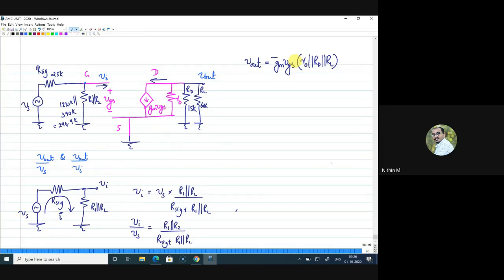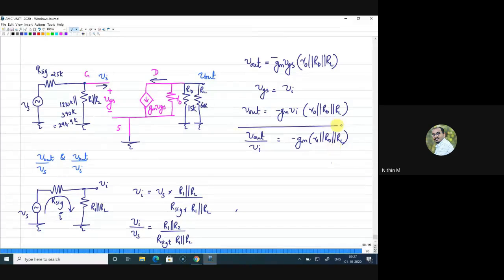Now what is VGS? VGS is the same as Vi, because Vi is again marked at the gate with respect to the source. Source is ground. So I can write V out as minus Gm into Vi into R0 parallel RD parallel RL, or from this I can write V out by Vi, which is equal to minus Gm into R0 parallel RD parallel RL. So that is your first question: find the mid frequency gain V out by Vi. If you substitute the values for Gm, R0, RD and RL, you will get the answer.